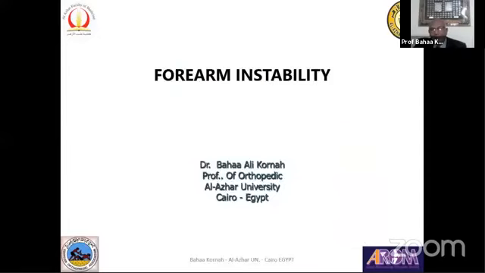My talk today is about forearm instability, which is a new term. Always we're looking for the bone, the fracture of the forearm bones, but not including the soft tissue. But this term now includes both the bone and the soft tissue.